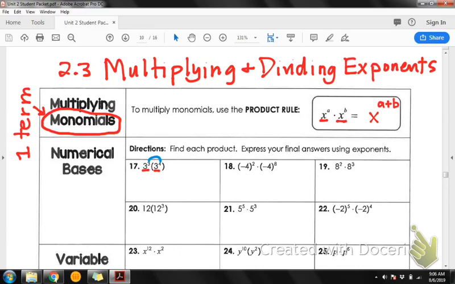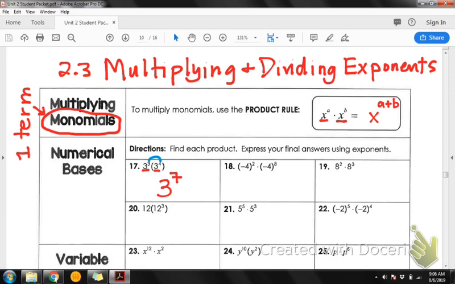But before we do that, we write down our base, which is 3. You are not multiplying 3 times 3. You're not getting 9. You're keeping the base the same. And 3 plus 4 is 7.